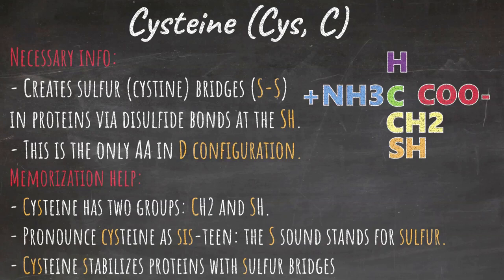And to help memorize this, cysteine has two groups, so CH2 and SH. It's pronounced cysteine, as in sister. The S stands for sulfur. And cysteine stabilizes proteins with sulfur bridges.